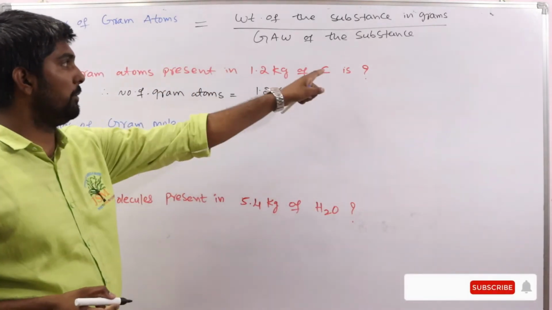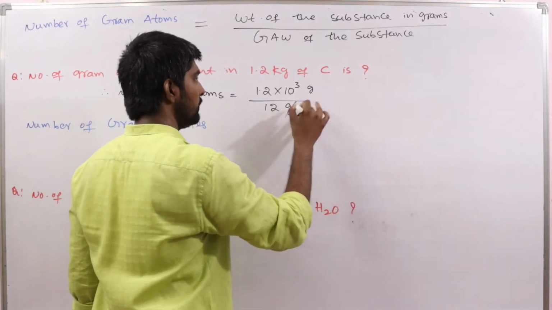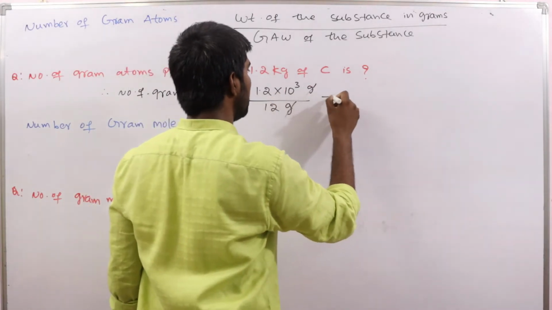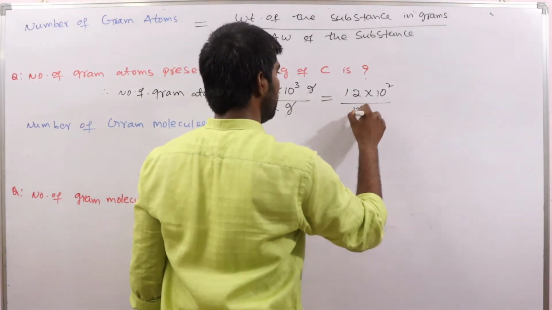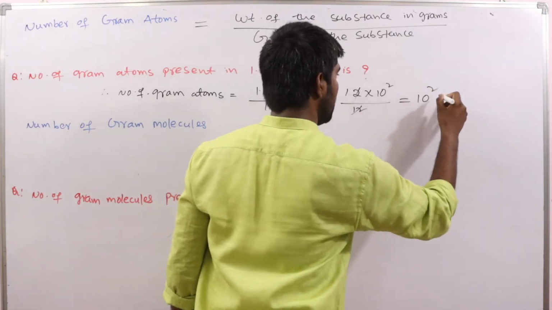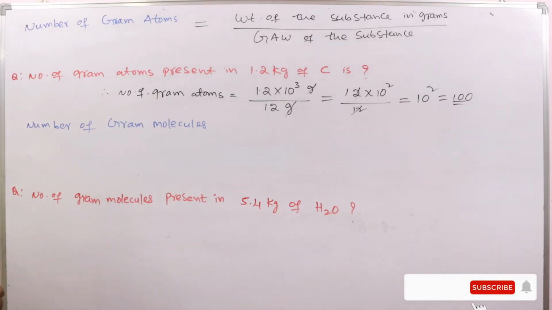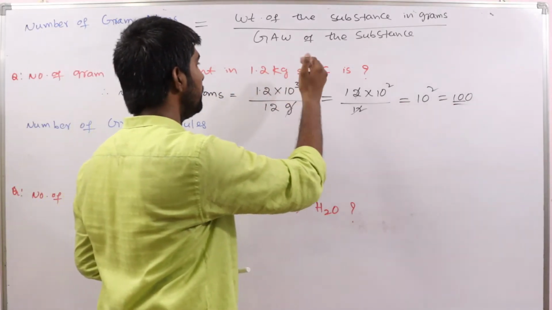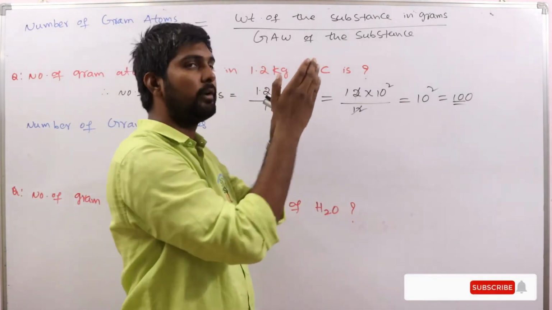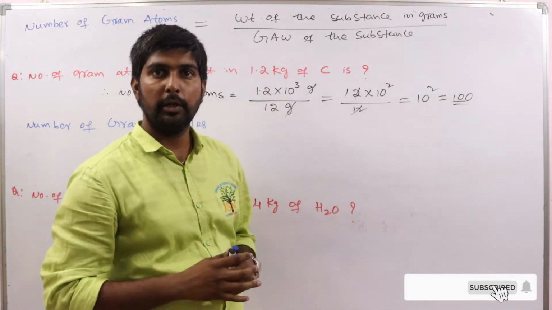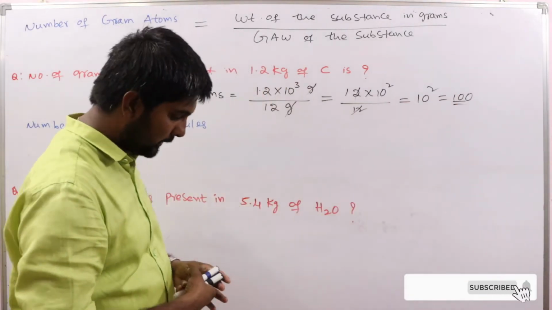What is the gram atomic weight of carbon? Just now we discussed, 12 grams. So grams will get cancelled. So we can write 12 into 10 power 2 by 12, right? So we have 10 power 2, that is nothing but 100 gram atoms of carbon present in a sample of 1.2 kilogram of carbon. Means if you take a 1.2 kilogram carbon sample, how many gram atoms of carbon are present in it? 100 gram atoms of carbon.